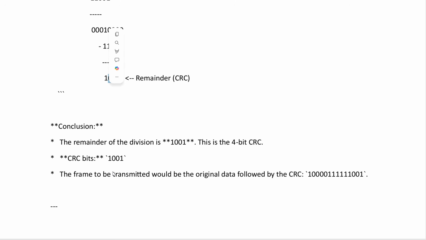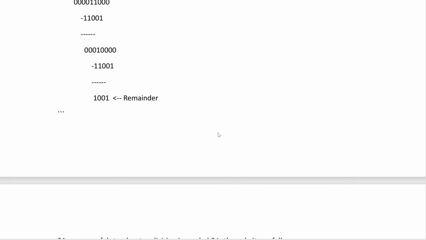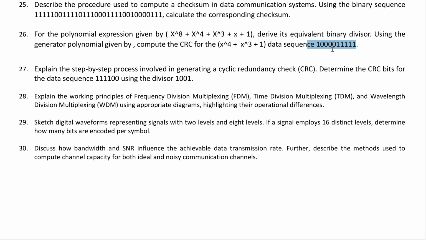CRC bits are the remainder of the division, which is 1001. So these are the CRC bits. This is the remainder, and the frame to be transmitted would be the original data, which was represented by M and also given to us.